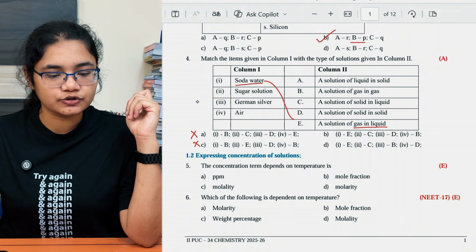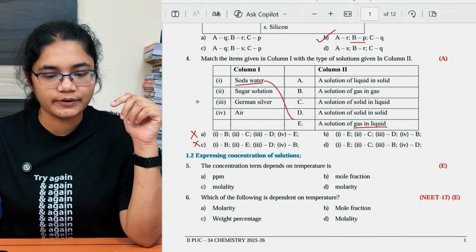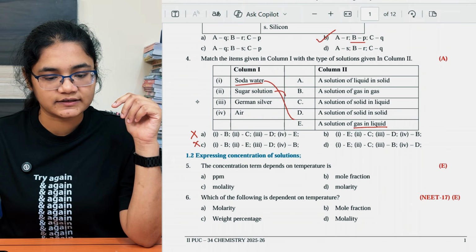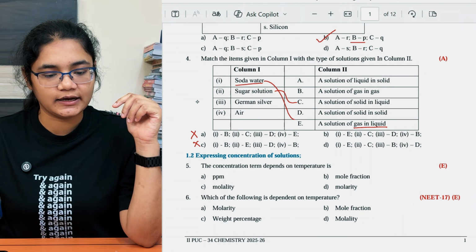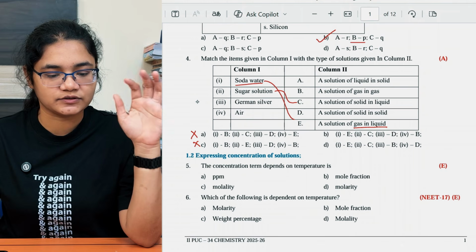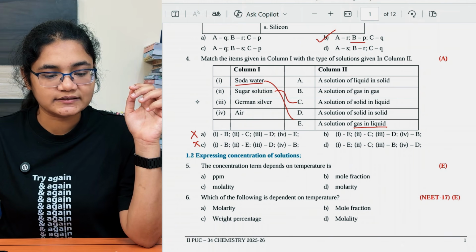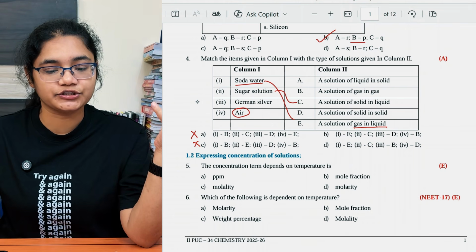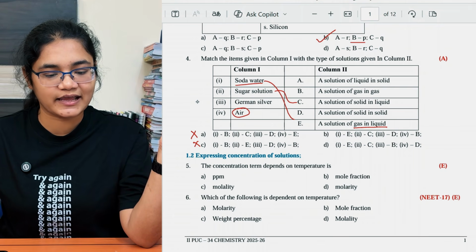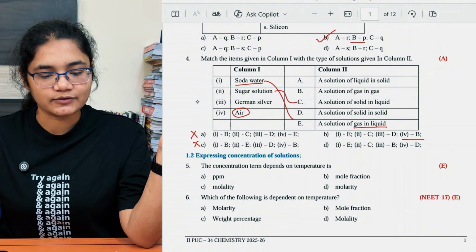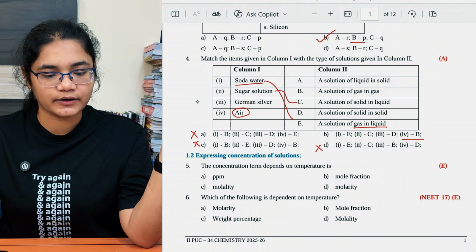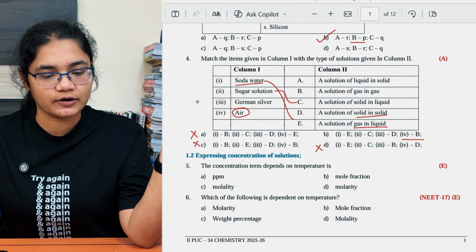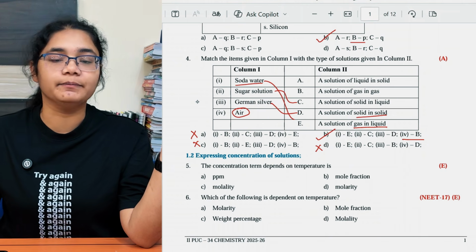Next one, 2, sugar solution. This is solid in liquid. So sugar is solid, water is liquid. So this is a solution of solid in liquid. So 2 has to be C. In both the options it is there. Next, we can see 3. Also you can check air. Air, I just told you, is a mixture of gases. So it is a solution of gas in gas. So 4 has to be B. So I can eliminate this option. And C, that is German silver. Okay, that is your solution of solid in solid. So we will have option number B here.